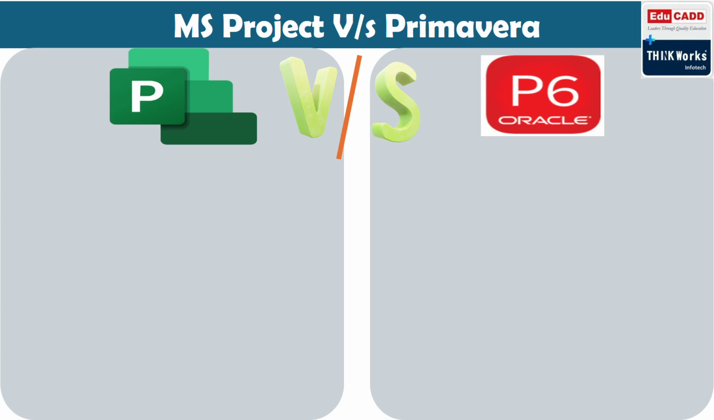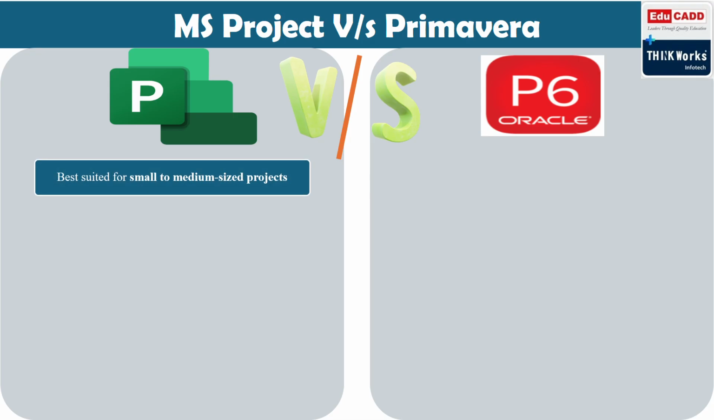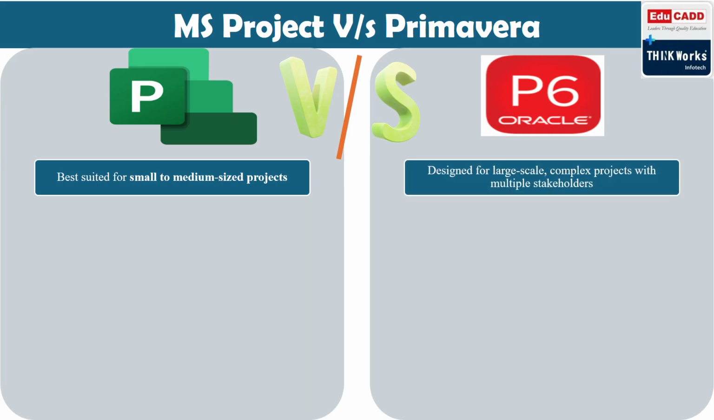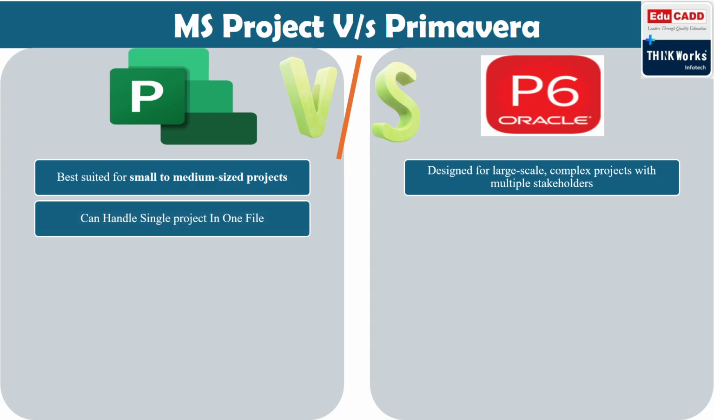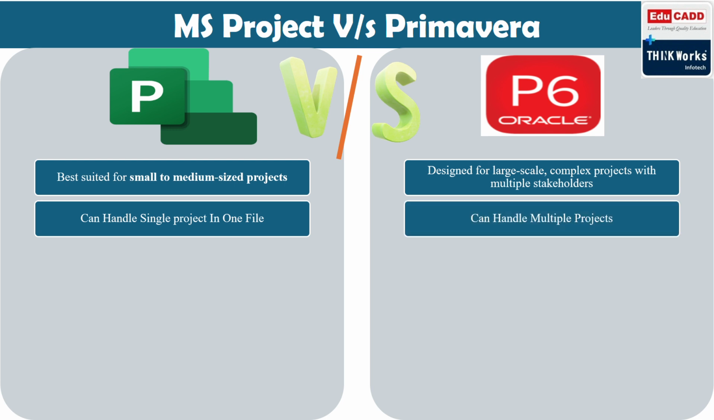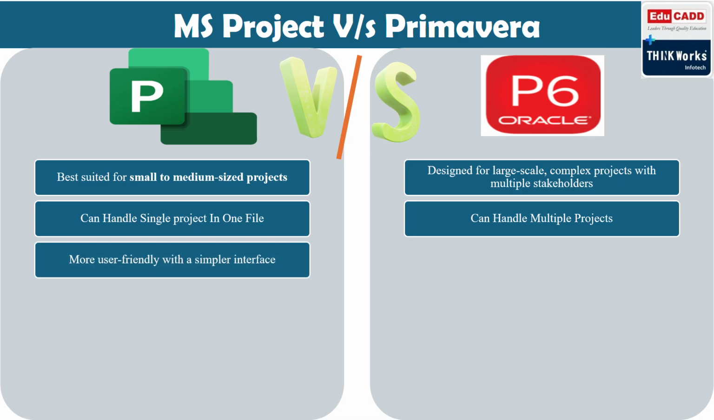So let us have a small comparison between MS Project and Primavera. MS Project is built for small to medium sized projects. Primavera is built for large scale complex projects with multiple stakeholders. MS Project can handle a single project in one site. P6 can handle multiple projects.